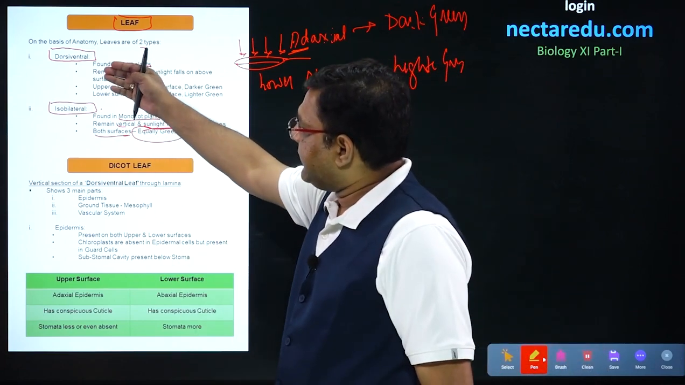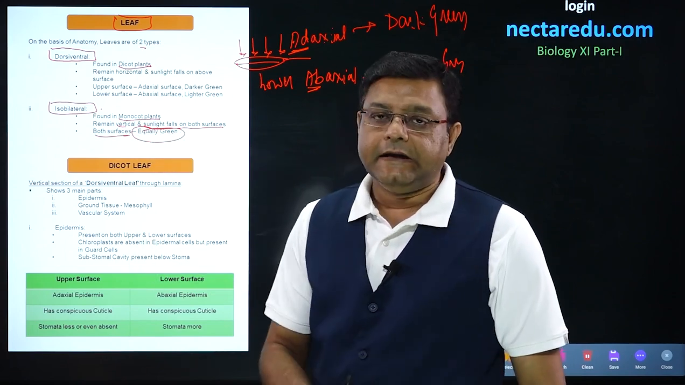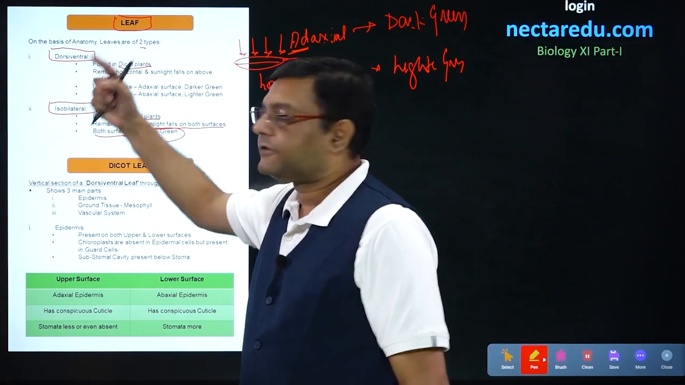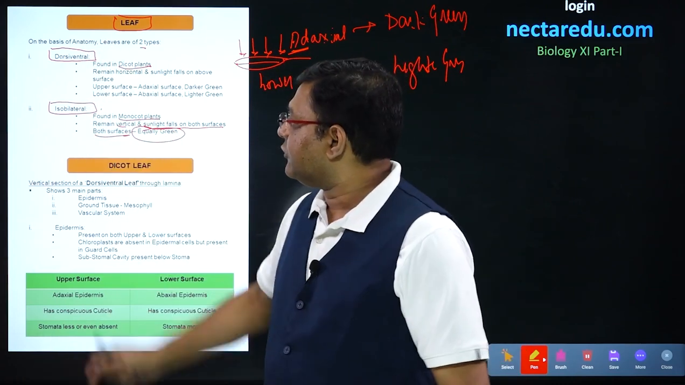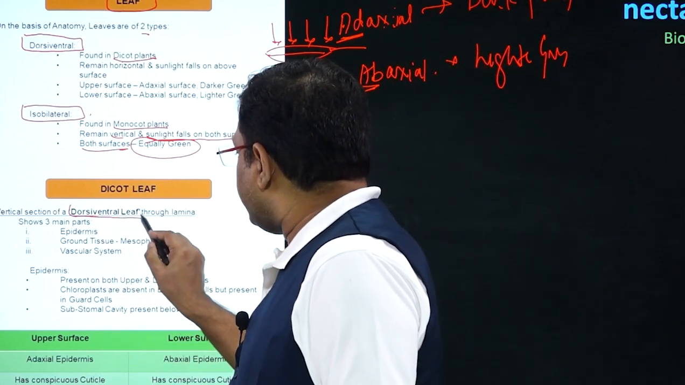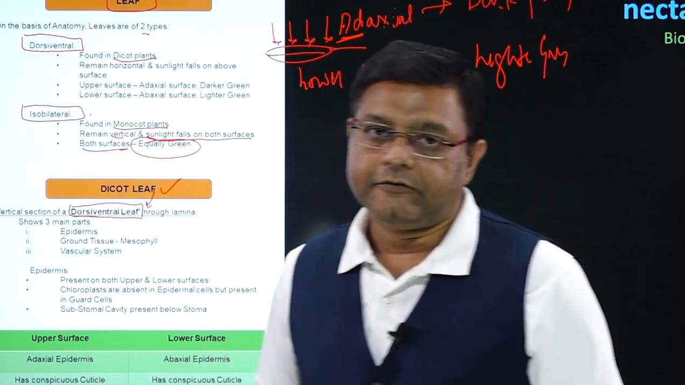After covering the main differences between dorsiventral and isobilateral leaves, we will look into detail the anatomy of first dorsiventral leaf and followed by isobilateral. In this particular case, we are looking first into dicot leaf, that is the dorsiventral leaf.